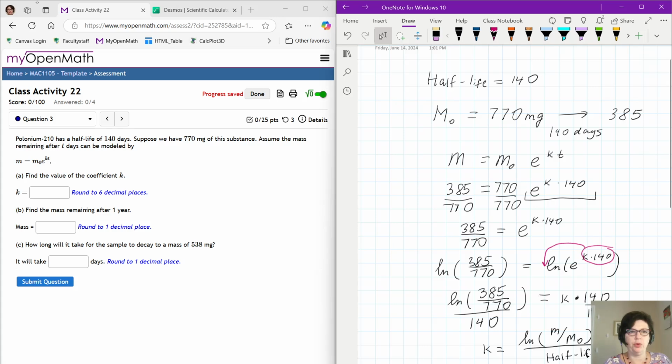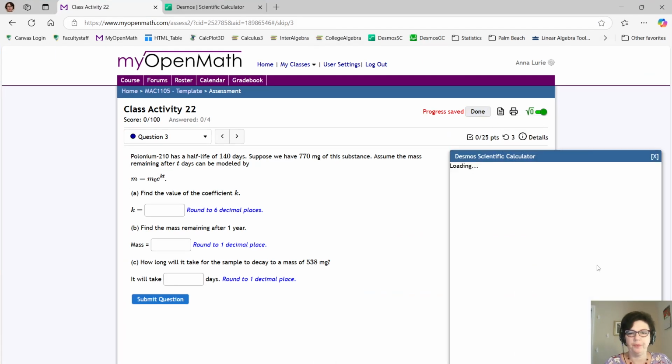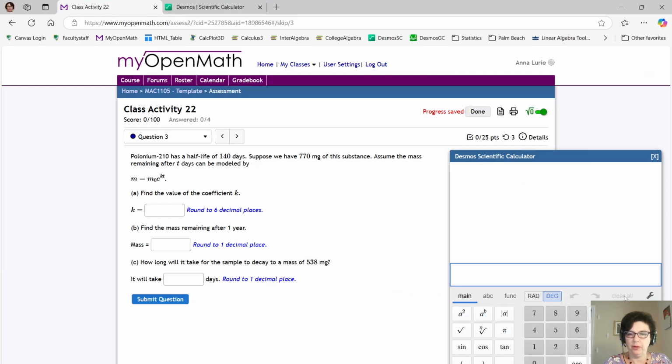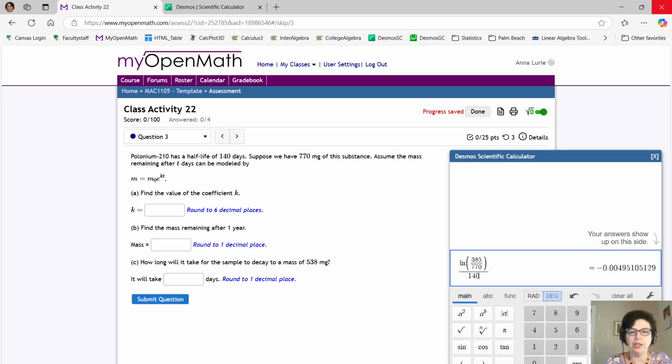Anyway, let's go ahead and substitute what we have in the Desmos calculator. We're going to clear everything. Looks like it's already cleared. So we're going to get log of the new amount, which was 385, divided by the original amount, and then divide that by the half-life. So this is the growth constant.